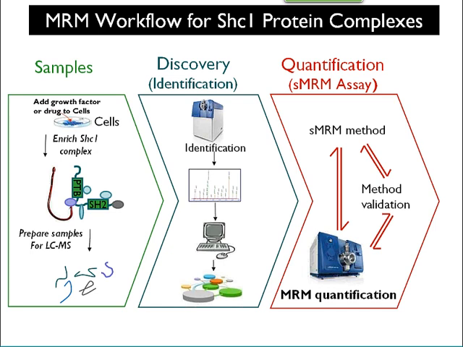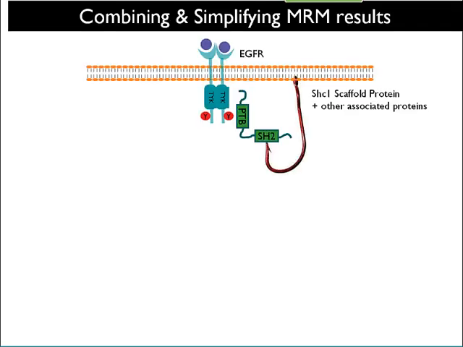So this assay takes a while to create because it's a very particular thing, and you have to be careful that there are not other peptides that are interfering with you. You need to make sure that you've got good enough sensitivity. And after you've done method validation, then you have a very powerful method that can be used over and over again. And that's what we're doing.